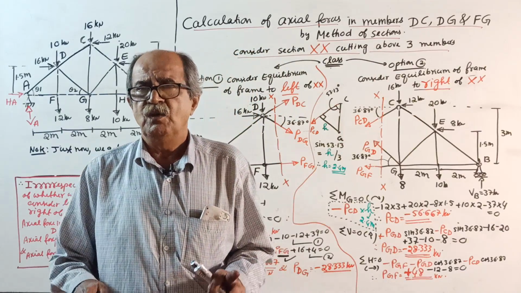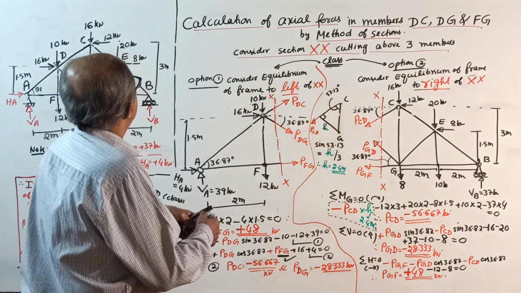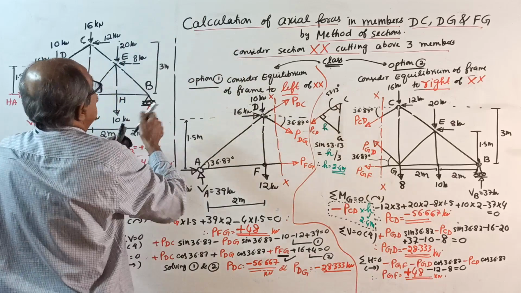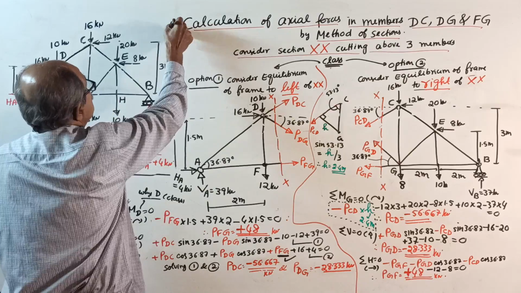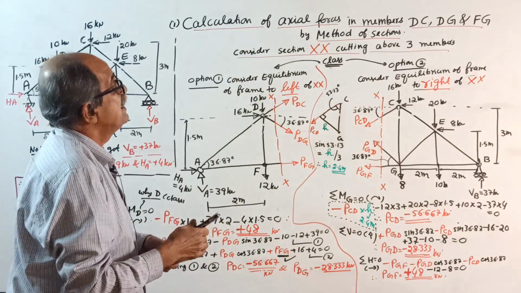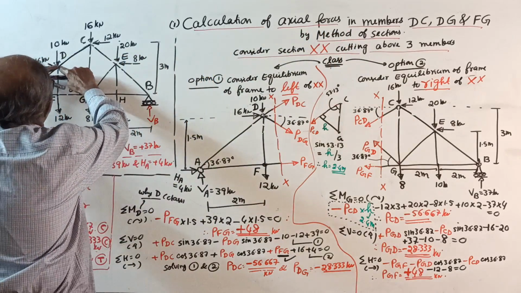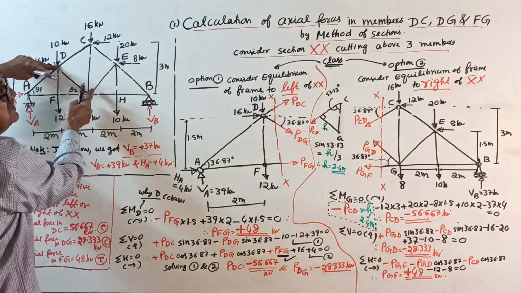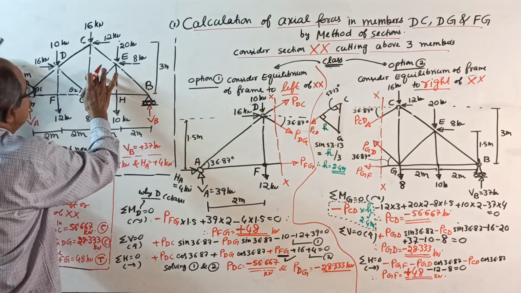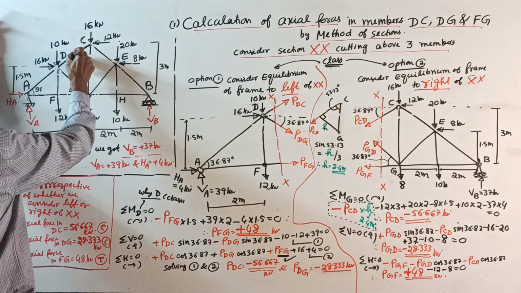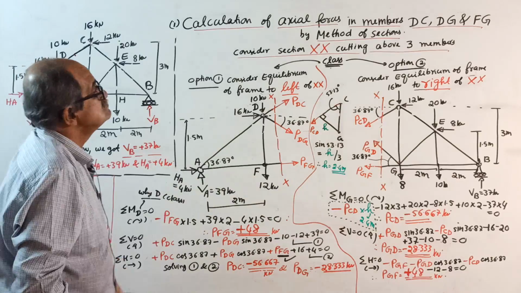Now our actual class will start. There are two questions. I write the first question. The first question, I already told you: calculation of axial forces in members DC, DG and FG. Take a red color pen if you want. The sketch is already there. These three members we want.